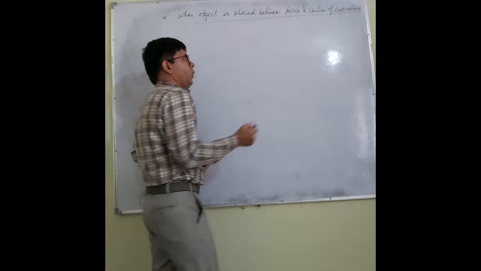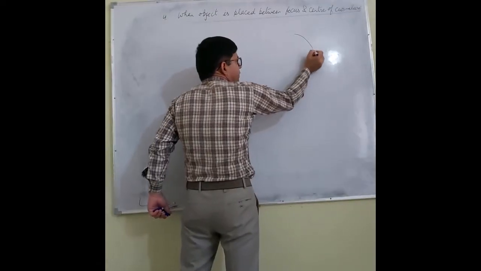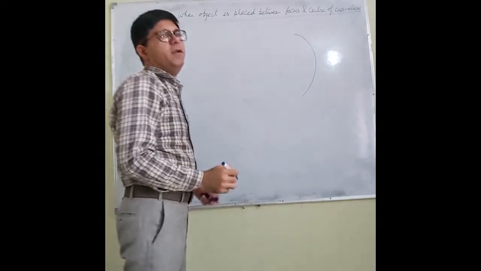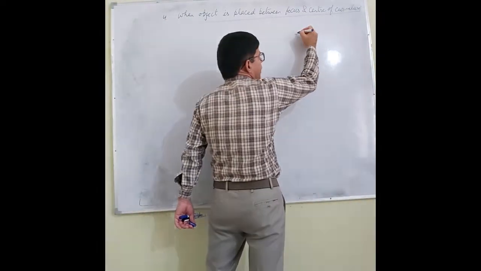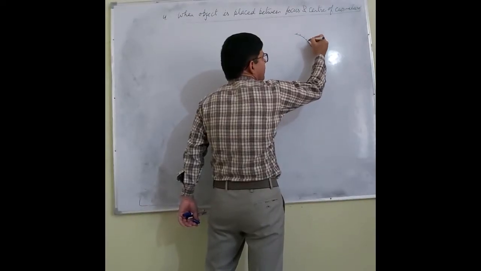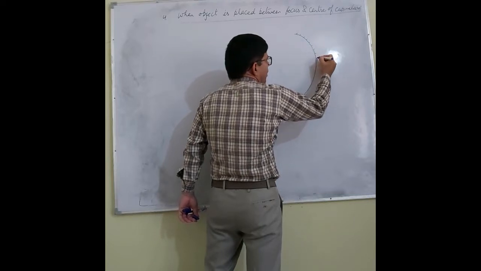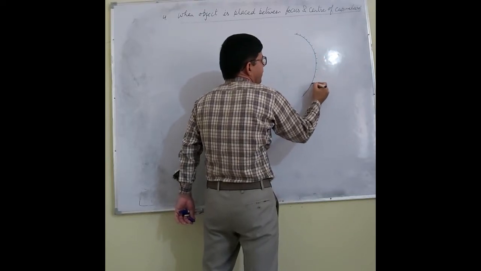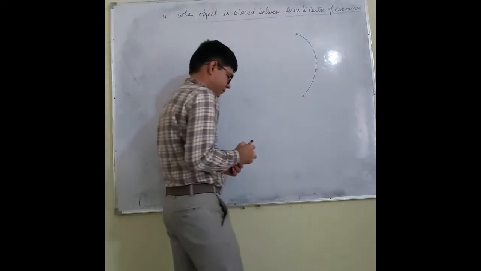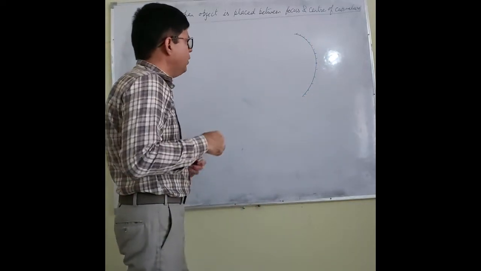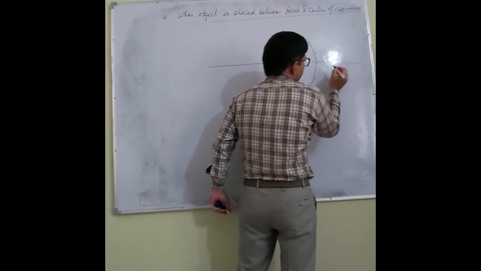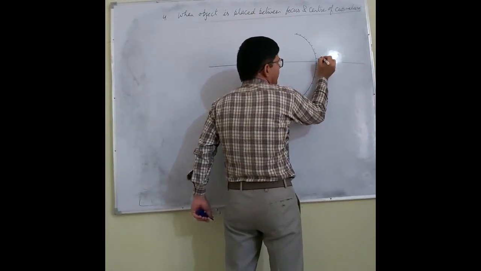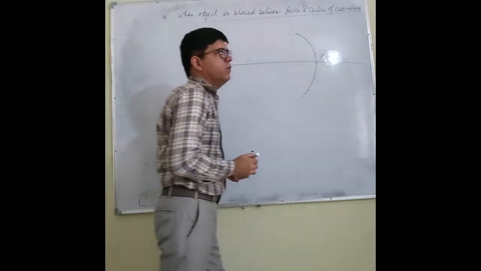Now, what is this? Concave or convex mirror? It's not a mirror. Why? Polishing is not done. So let us polish this. Now after polishing, it is a concave mirror. Now I am going to draw a line. What is this line called? This line is called the principal axis and this point is the pole.